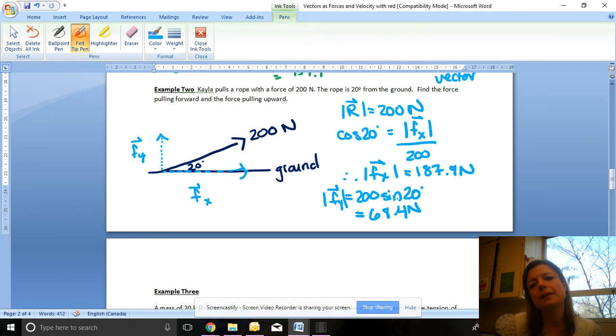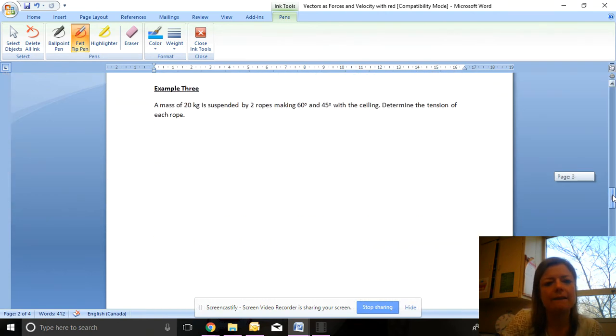So why does it make sense that there's so much more forward pull than upward pull? Well, because the angle is only 20 degrees with the ground. So it's much closer to the ground, meaning that there has to be more horizontal pull than upward pull. But that's how you break it up into its two components. Okay, last force example, and then we'll get into velocity.